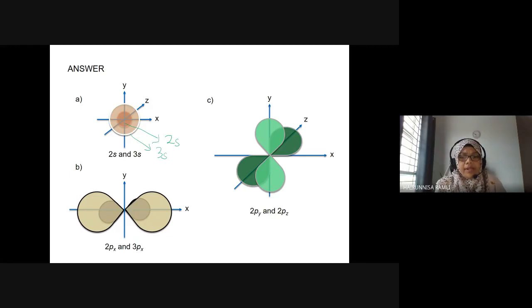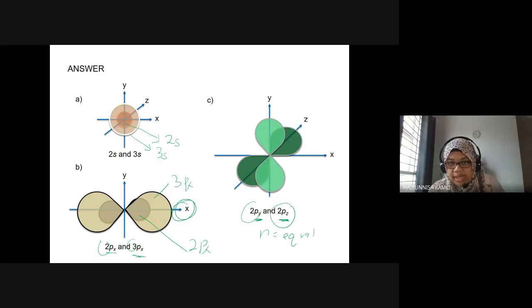Okay, untuk B dia nak compare 2px and 3px. So dia atas axis yang sama, but then different n. Of course maksudnya satu kecil, satu besar. So yang kecil tu adalah 2px, yang besar adalah 3px. Okay, dan mesti atas x axis px kan. And then C, 2PY, 2PZ. Now, N dia sama, N dia equal but different axis, PY and PZ. So, atas axis Y, so this is 2PY, atas Z is 2PZ. Label lah, yang ni saya terlupa nak label. Make sure you label so that we can mark very easy lah. Okay, boleh ke? Clear?